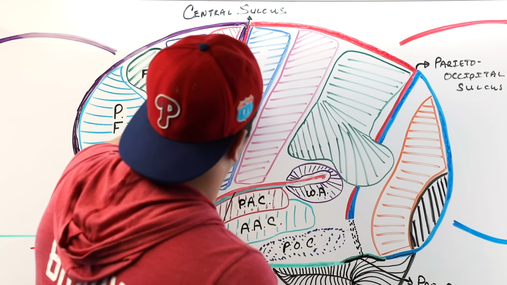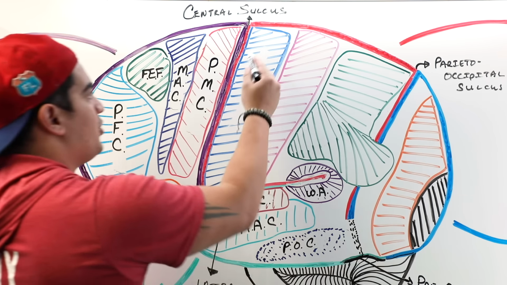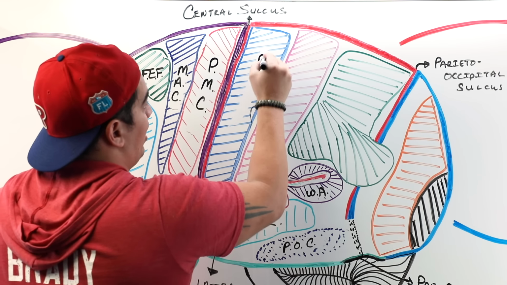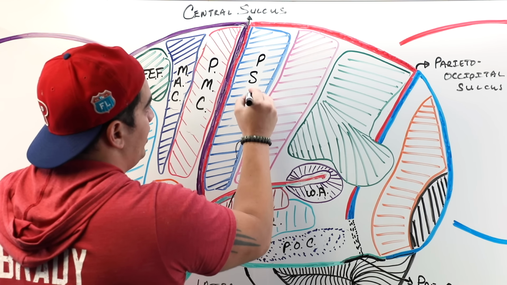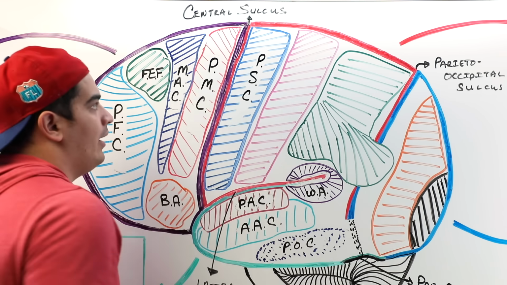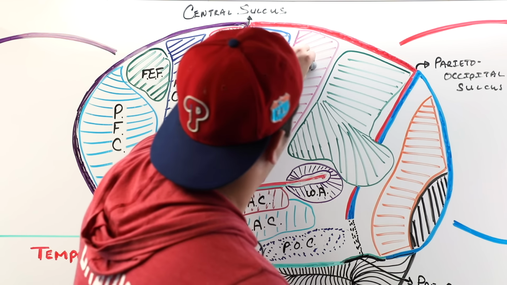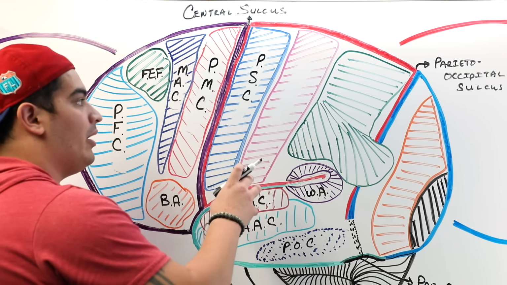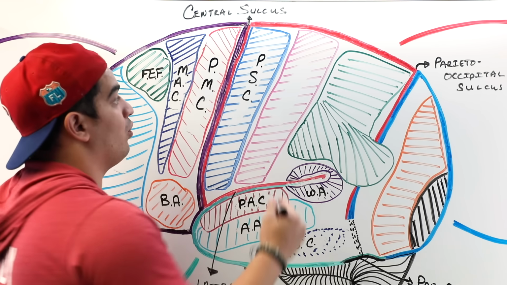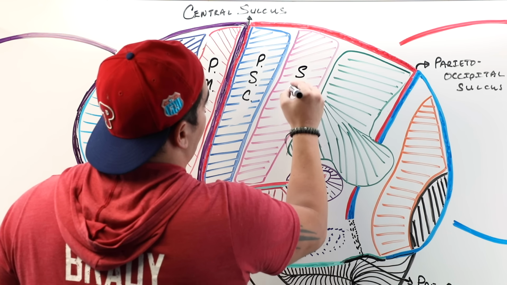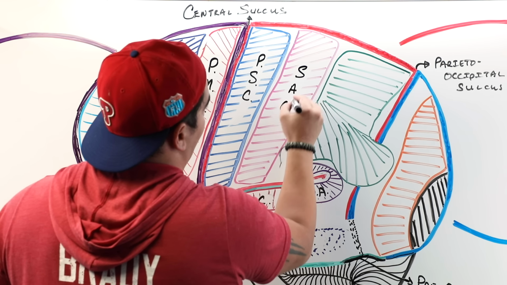This is actually called your postcentral gyrus. But what I want you to remember is that the functional area on that postcentral gyrus is called your primary somatosensory cortex. Okay, just posterior to the primary somatosensory cortex, what do you think it's going to be? You guys have already noticed that whenever there's a primary, there has to be an association cortex. So this is actually going to be called the somatosensory association cortex.